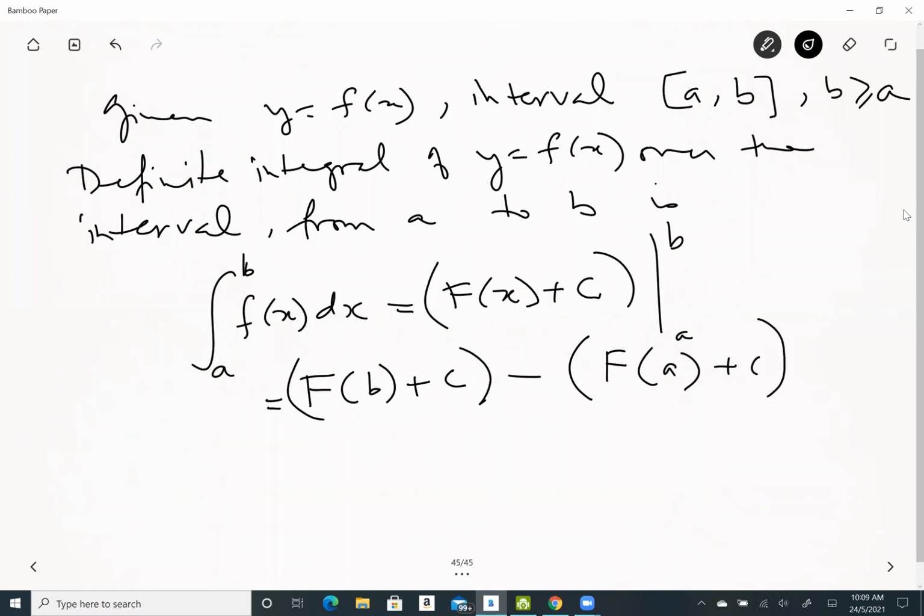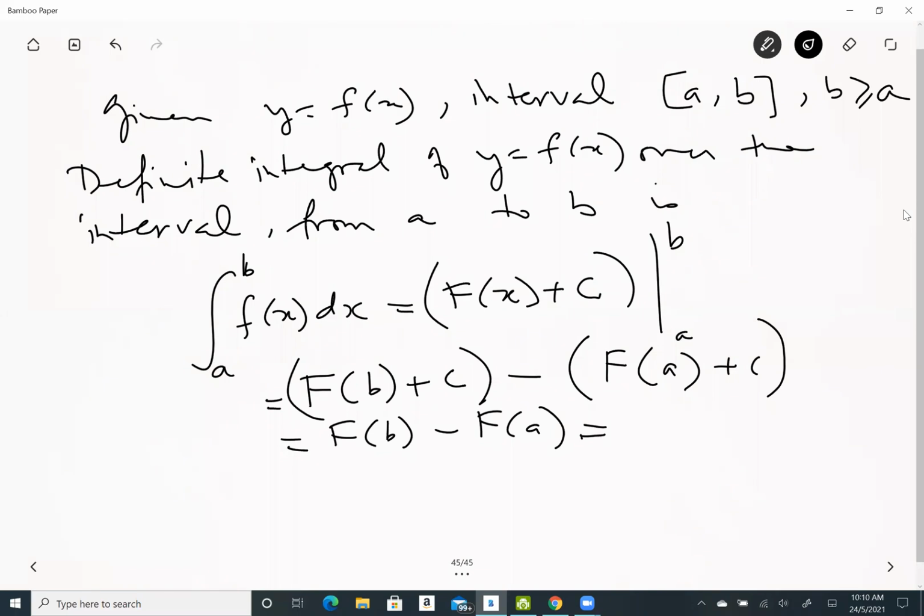Now, as you can see, the C and C will cancel out. So what you have left will be F of B minus F of A. So that is the definite integral. It's simply the value of the integral of f of x at B minus the value of the integral of f at A. And what is it? It's going to be a value.